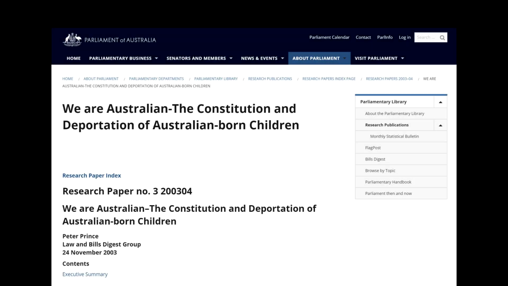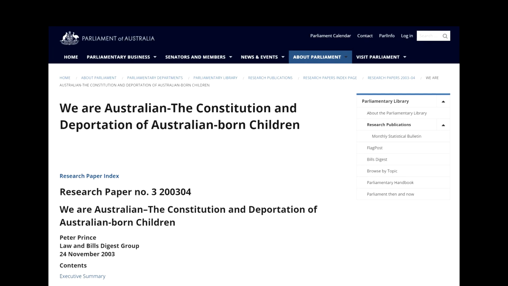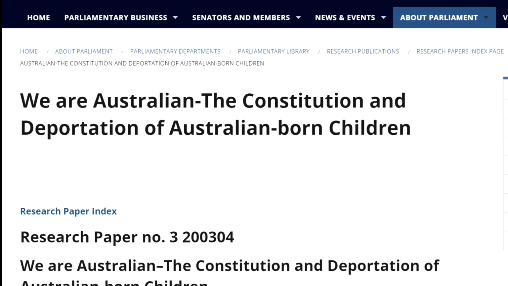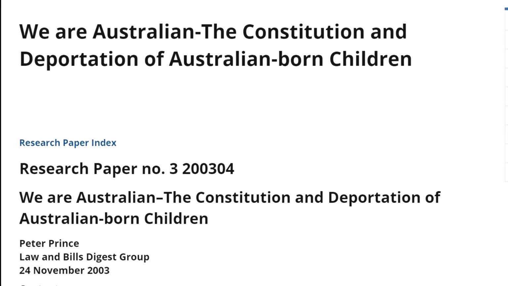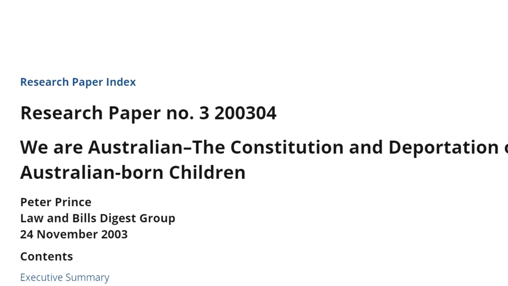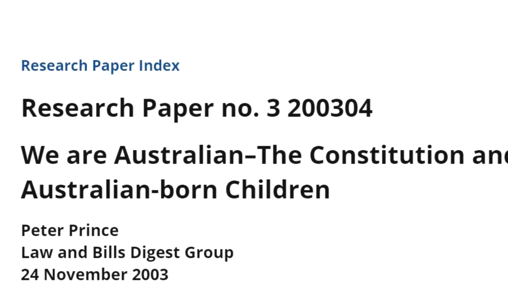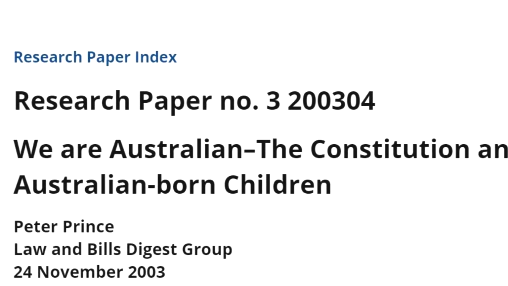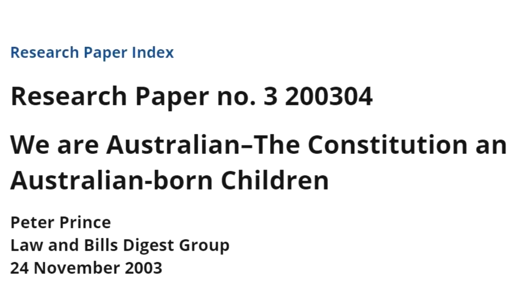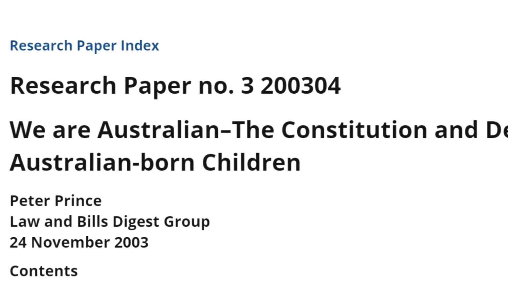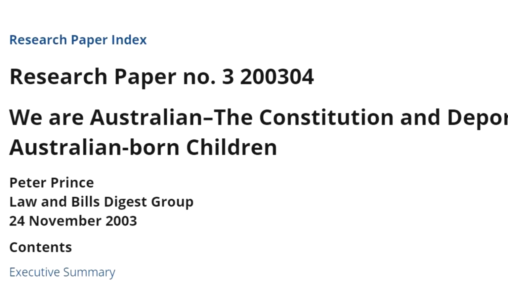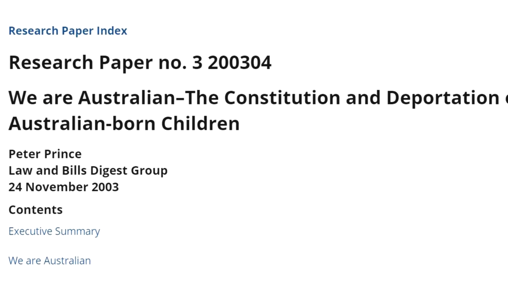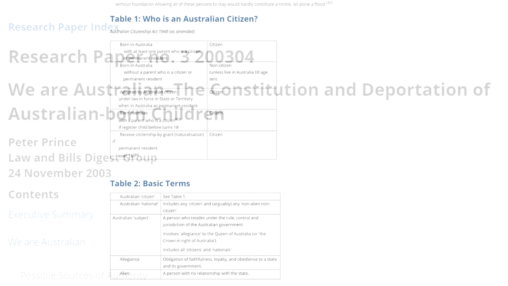Now, this is a very interesting article by our so-called Parliament of Australia. It's research paper number 3, 2003-04. Now, grammatically, there's something a bit strange about this document as well, where it says we are Australian, and then after Australian, there's a hyphen between it. It's a capital T, which is grammatically wrong. Then it goes on to state constitution and deportation of Australian-born children.